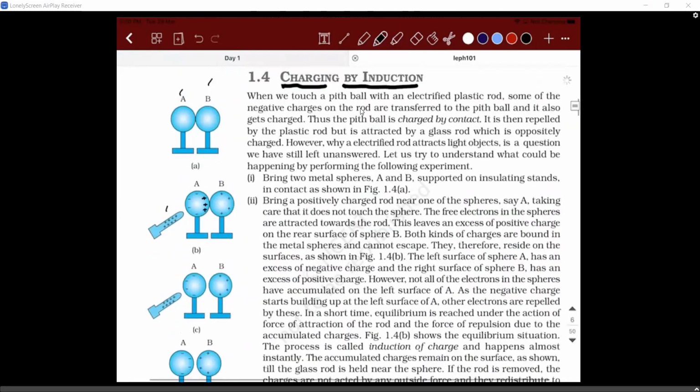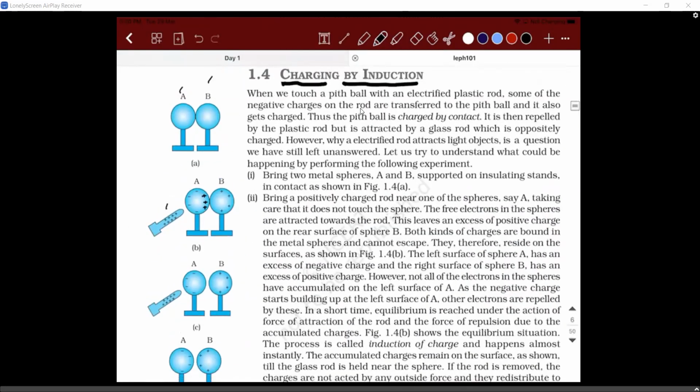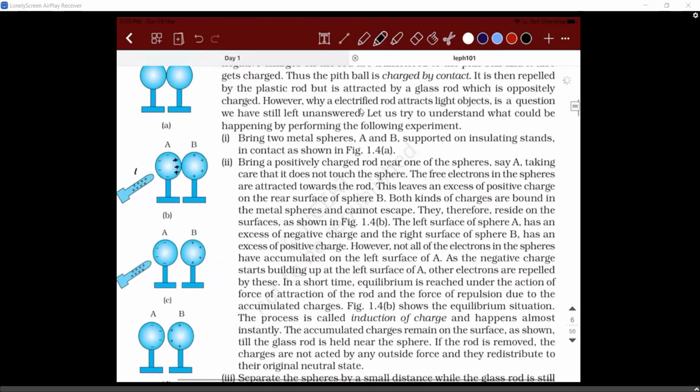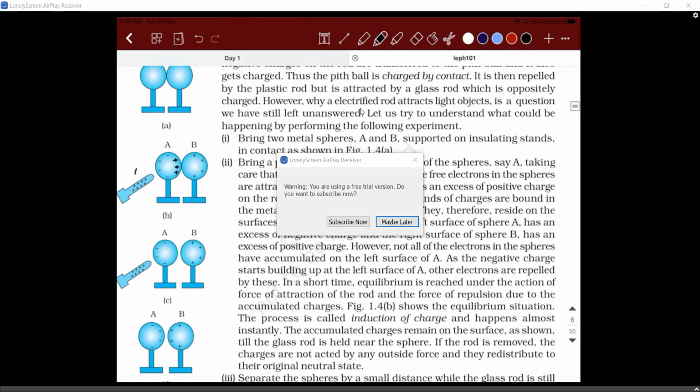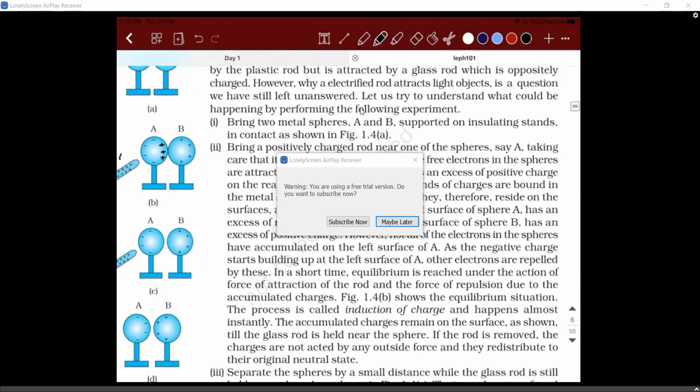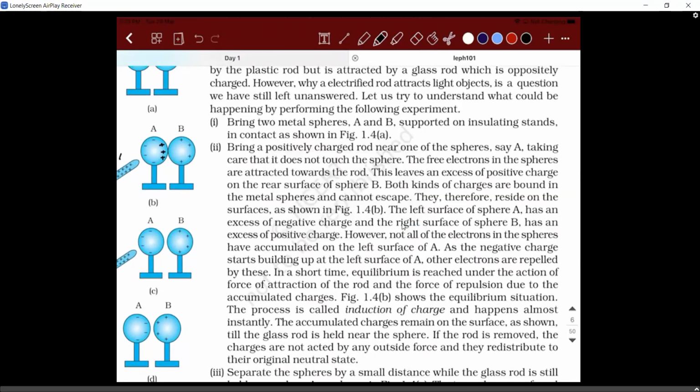When this is going to occur, let's try to read it out. So in step number 1, what is happening? Bring two metal spheres A and B supported on insulating stands and bring them in contact, right? Secondly, bring a positively charged rod near the spheres, say A, taking care that it does not touch the sphere. That is the most important thing. They do not touch the sphere. Then what is going to happen?